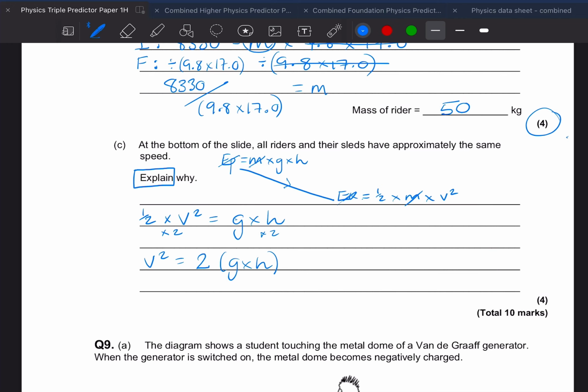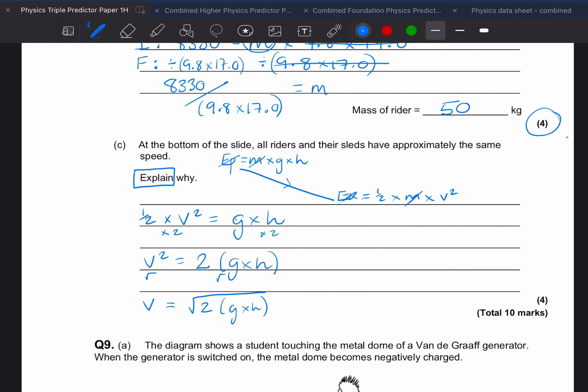So what that's telling us is that if we want to square root that out, the velocity is equal to the square root of 2 times gravity times the height. So basically, with all that long figuring out, it says that all riders and their sleds have approximately the same speed, because the speed is only dependent on the gravitational field strength and the height.